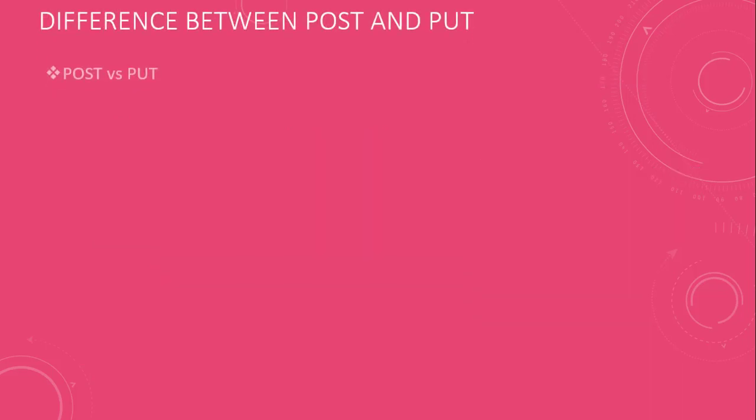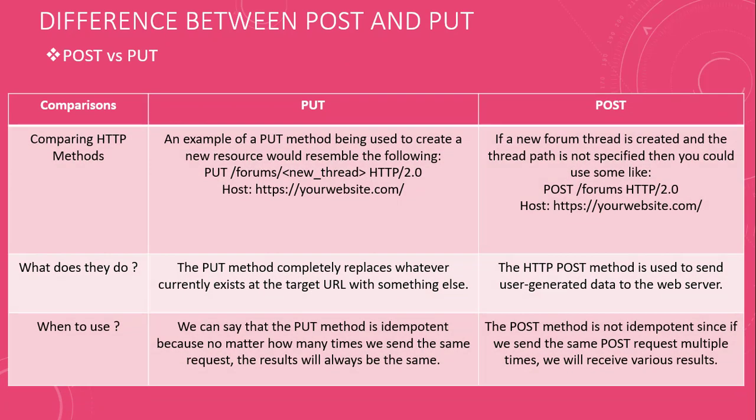Difference between POST and PUT. So let's see the comparisons one by one. Comparing HTTP methods. An example of a PUT method being used to create a new resource would resemble the following, and you can see the example here. In a POST, if a new forum thread is created and the thread path is not specified, then you could use something like POST /forums HTTP/2.0.